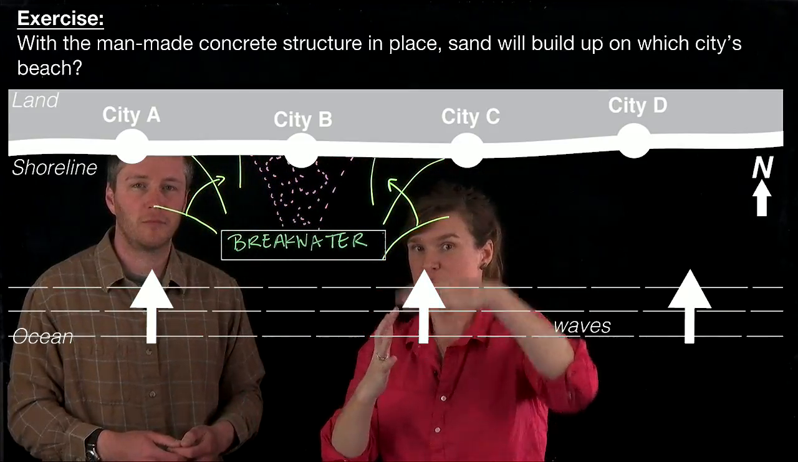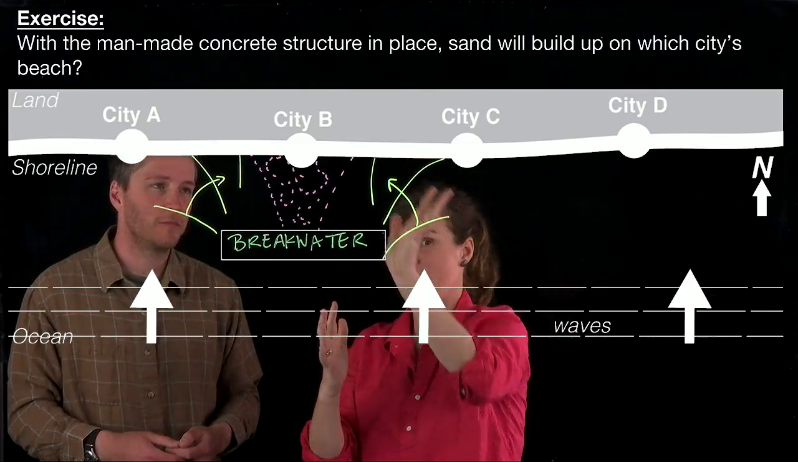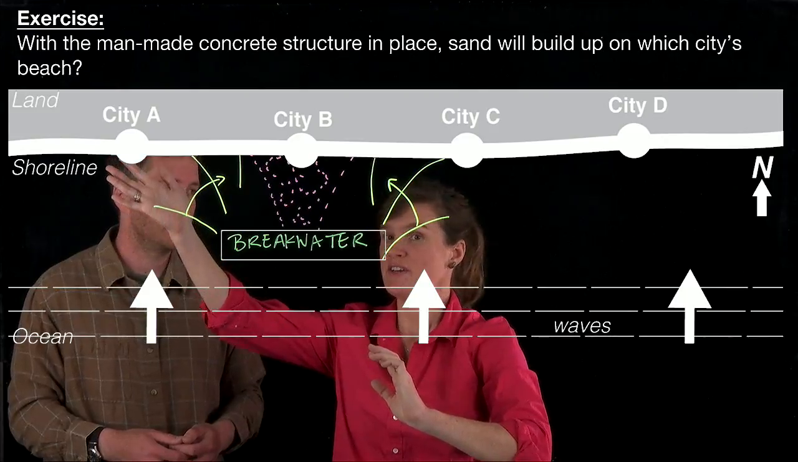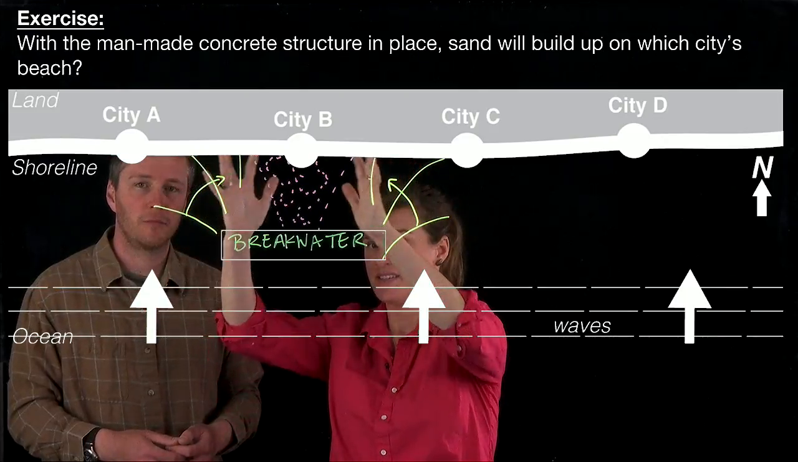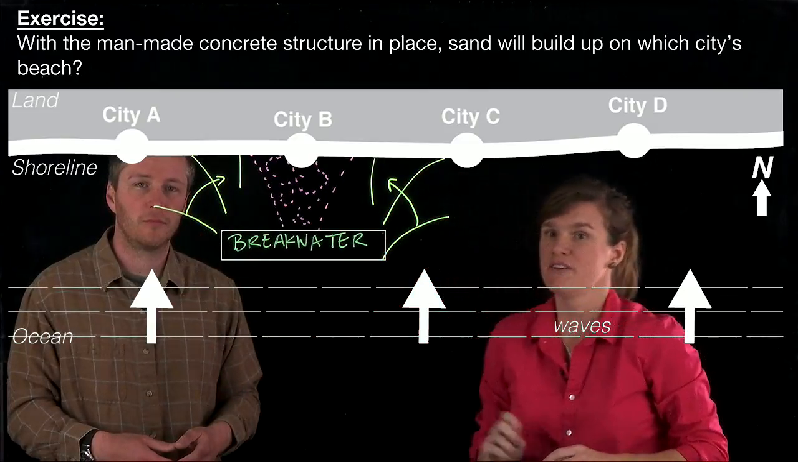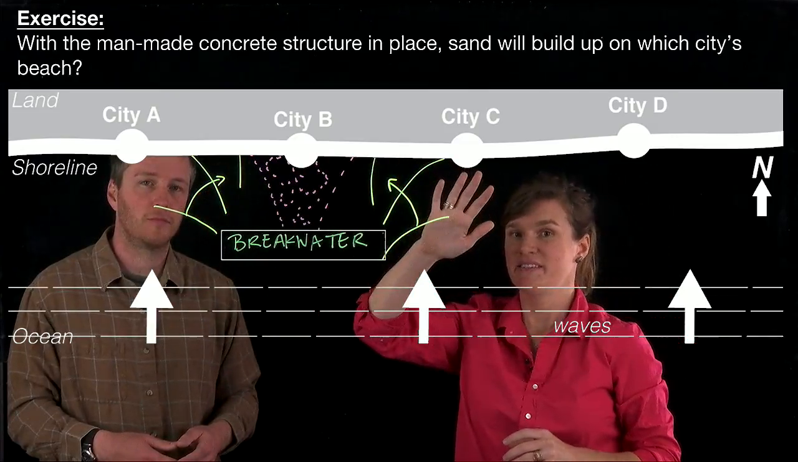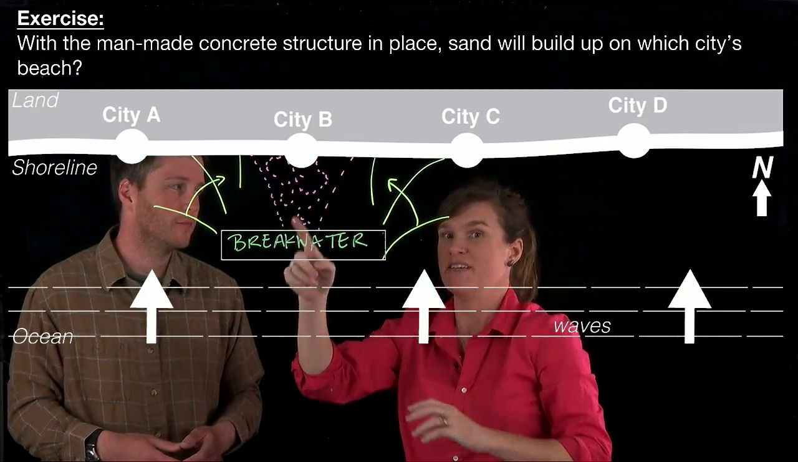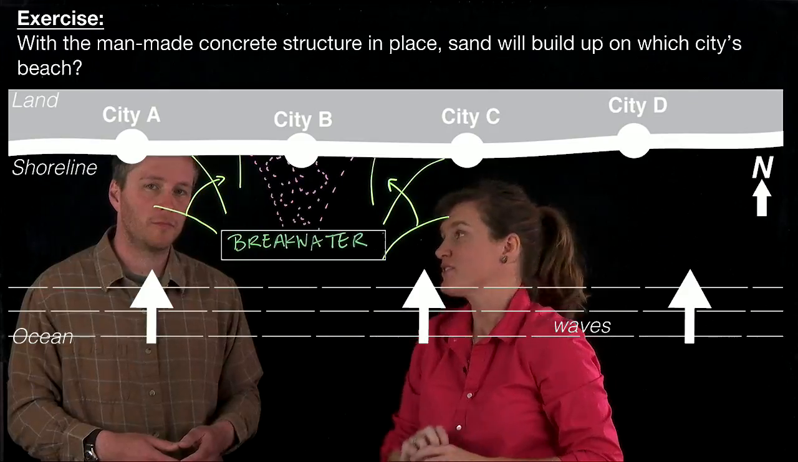All right, so City B has this focusing of sand in front of it, and sand that normally would have been pushed onto City C is now being pushed away. Same thing with City A. Sand that would have been pushed towards City A is now being pushed towards City B. So we typically see erosion around City A and City C, cities that don't have a breakwater, and a buildup of sand around a community that has installed a breakwater.